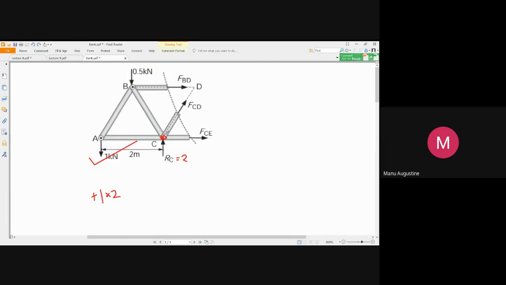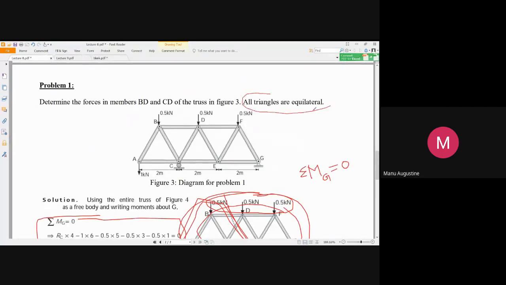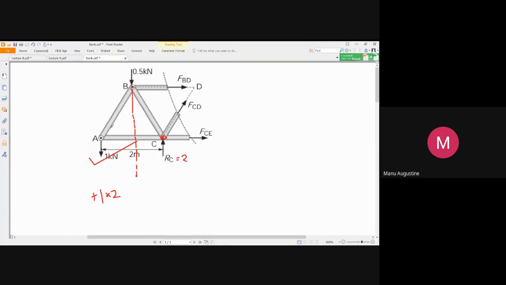Now, what is the moment of this force about point C? How would you do that? To find that moment, you have to find the perpendicular distance between the line of action of the force and point C. So I will extend the line of action of this in the downward direction. See, and it is already given in the problem that all triangles are equilateral. So if this is an equilateral triangle, that means this angle is 60. This is 60. And this is 60. So can you guess what will be this distance? This is the distance that we want to find.